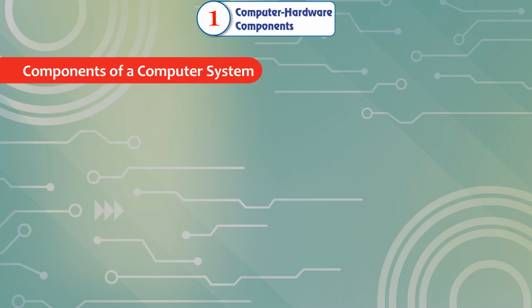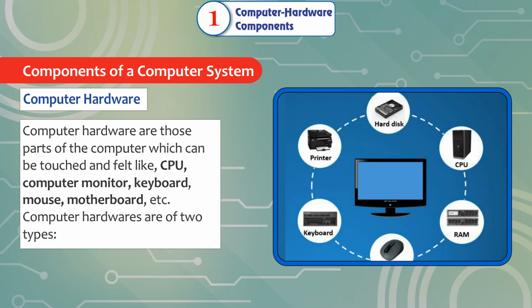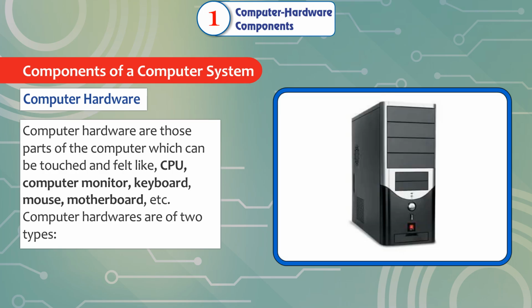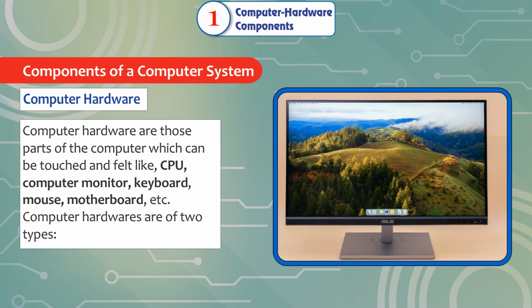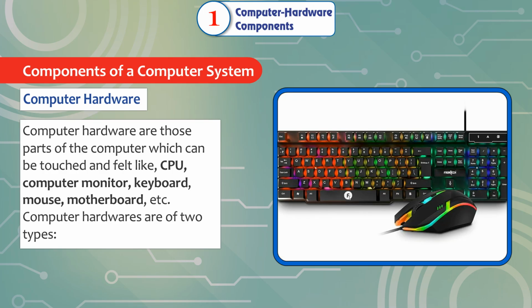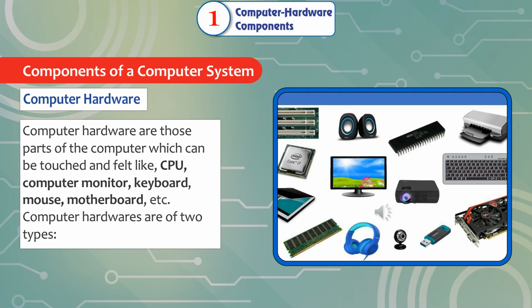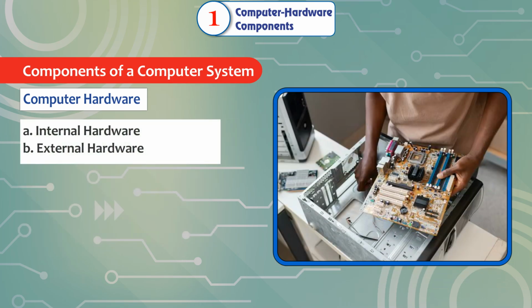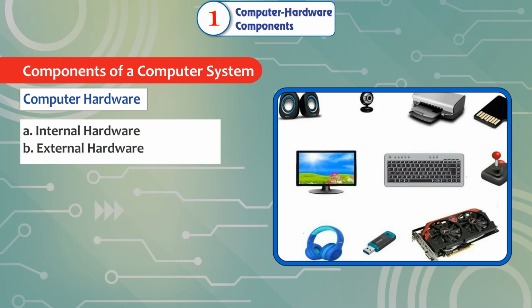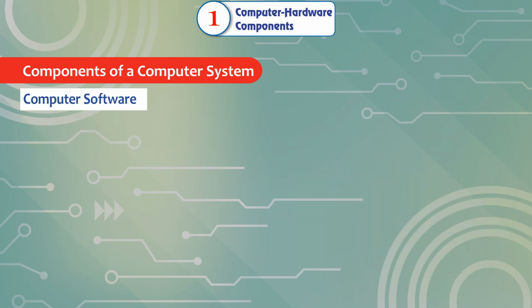Components of a computer system. Computer hardware. Computer hardware are those parts of the computer which can be touched and felt, like CPU, computer monitor, keyboard, mouse, motherboard, etc. Computer hardware are of two types: A. Internal hardware. B. External hardware.